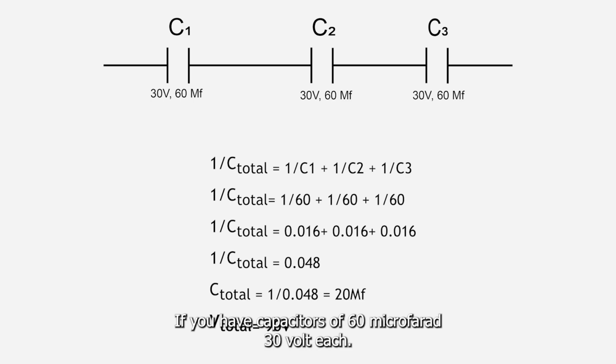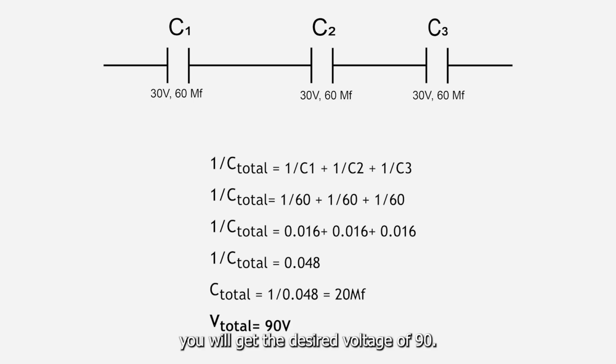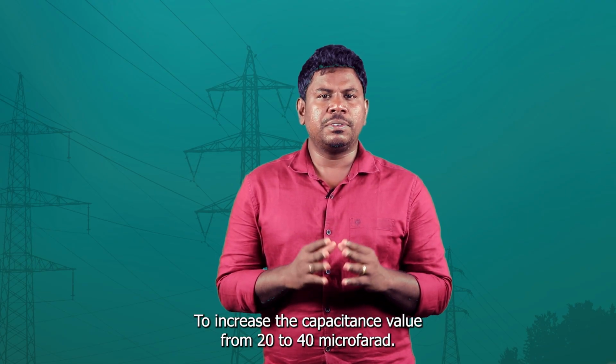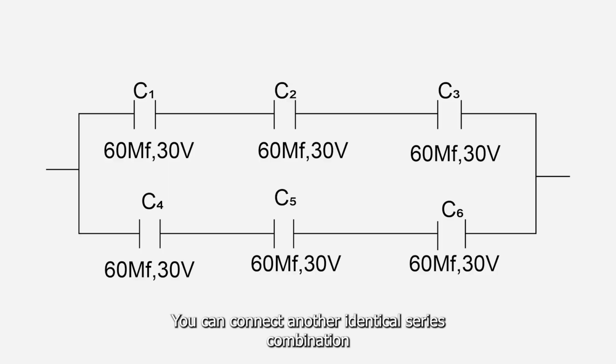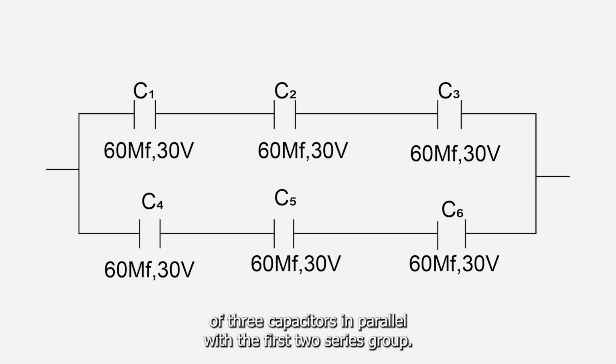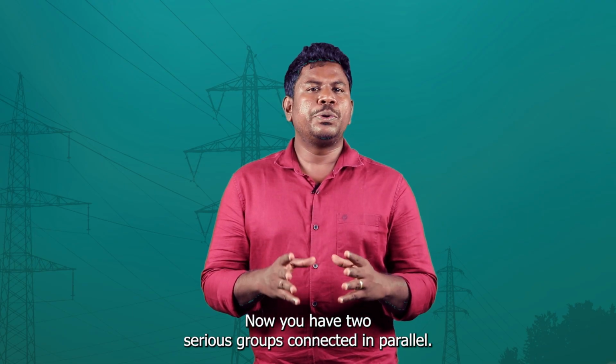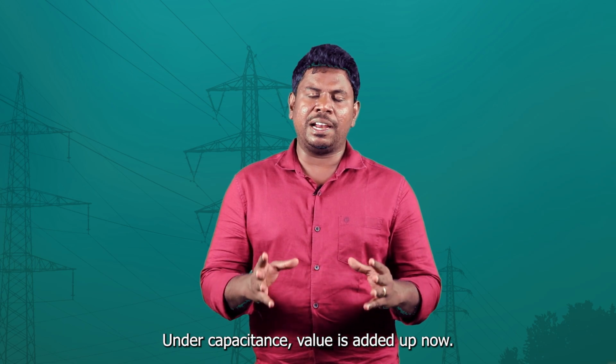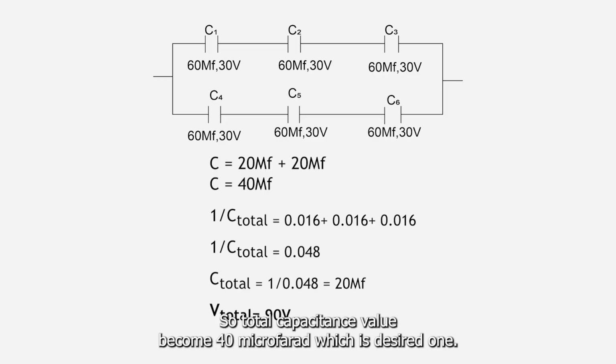If you have capacitors of 60 microfarad 30 volt each, when you connect 3 capacitors in series, you will get the desired voltage of 90, but the total capacitance becomes 20 due to series connections. To increase the capacitance value from 20 to 40 microfarad, you can connect another identical series combination of 3 capacitors in parallel with the first series group. Now, you have 2 series groups connected in parallel and their capacitance value is added up. So, total capacitance value becomes 40 microfarad, which is the desired one.